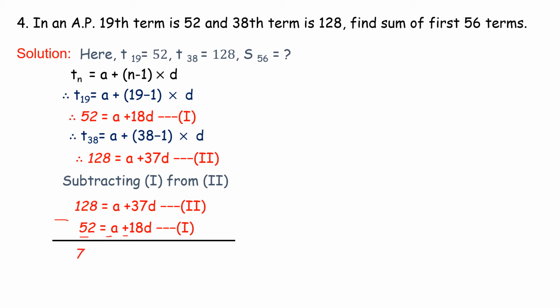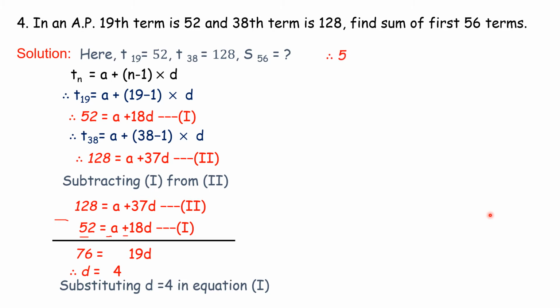128 minus 52, 76, is equal to a cancels, plus a minus a. 37 minus 18, that is equal to 19d. Therefore d is equal to 76 divided by 19, which is equal to 4. Now substitute the value of d in any equation. We substitute this in equation 1.